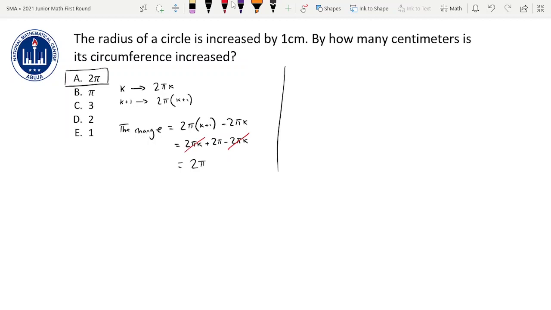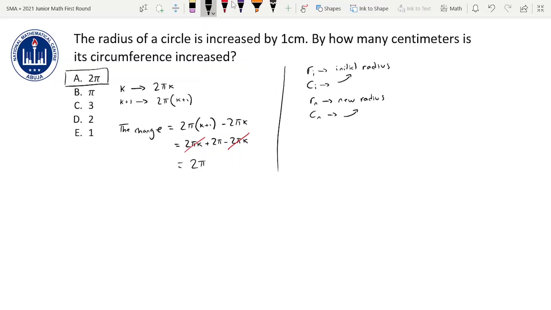So let Ri represent the radius of a circle at a point. I'll just call this the initial radius. And then Ci represents the circumference of the circle with this initial radius. And then we'll also have Rn. This is going to be the radius of the circle when Ri is increased by 1. I'll call this the new radius. Then we have Cn. This is going to be the circumference of the new circle whose radius is one bigger than the initial radius. So this is the new circumference.